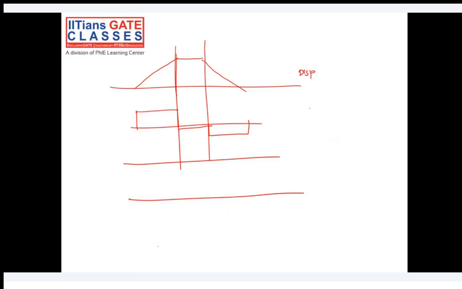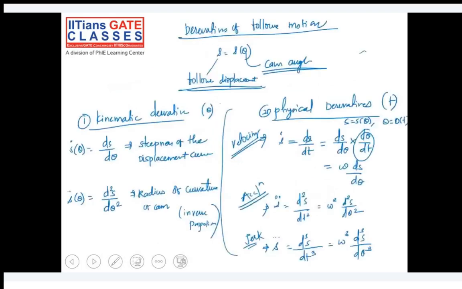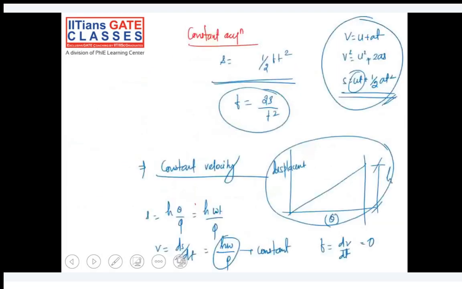Okay. So I hope you understood the main relationship between how the derivatives are used to calculate the velocity and acceleration. We can have different follower motion depending on how cam profile we are making. Either we can have a simple harmonic motion, constant acceleration, deceleration, or the constant velocity. Okay, is it clear till this? Any doubt?